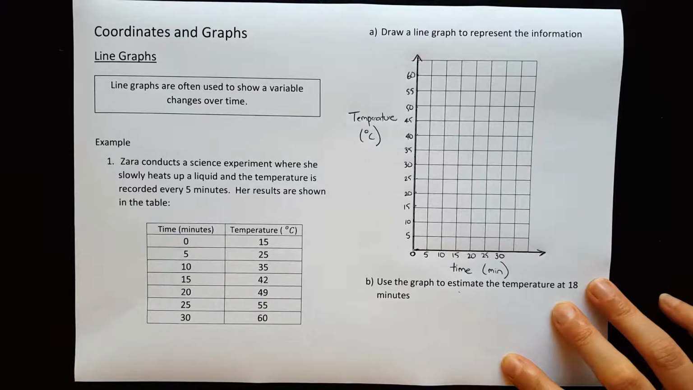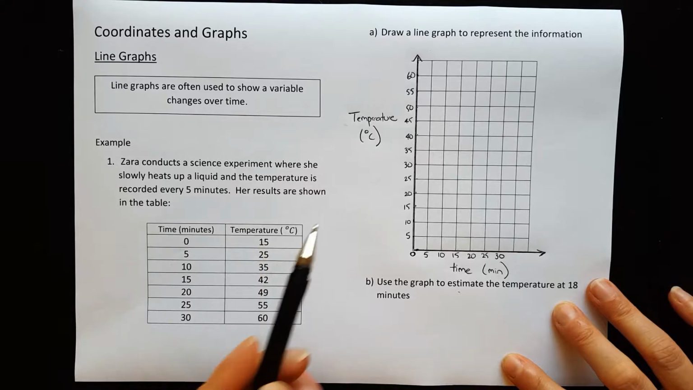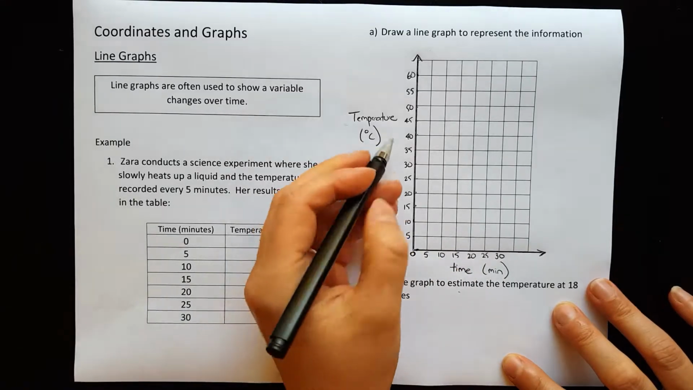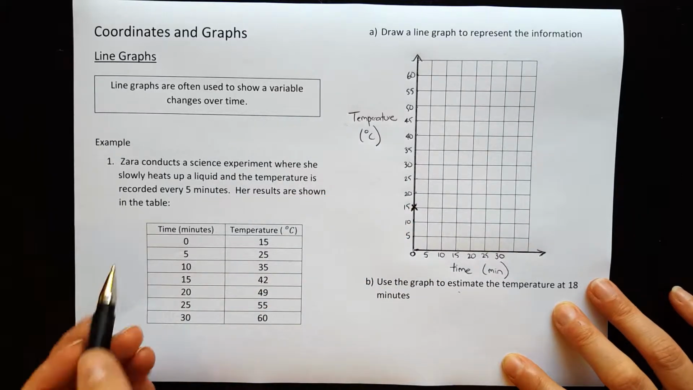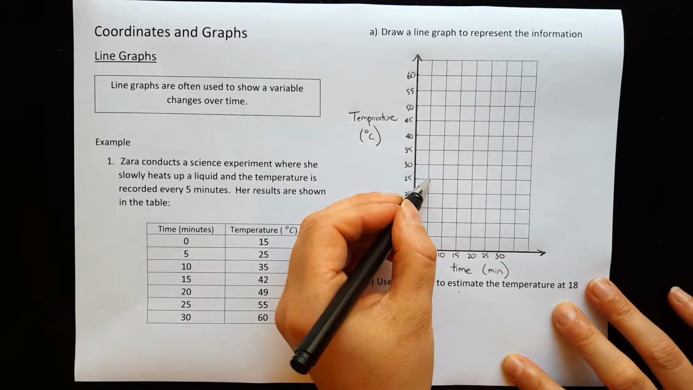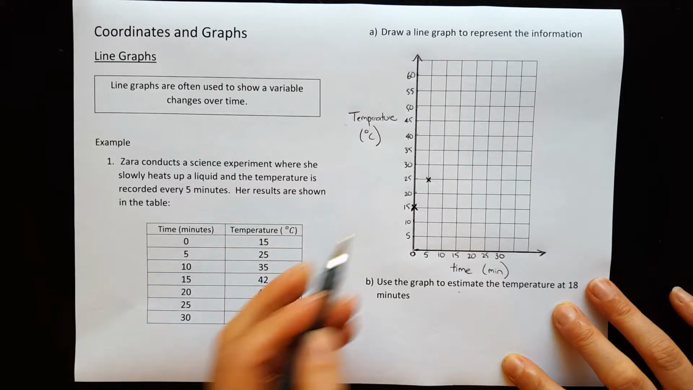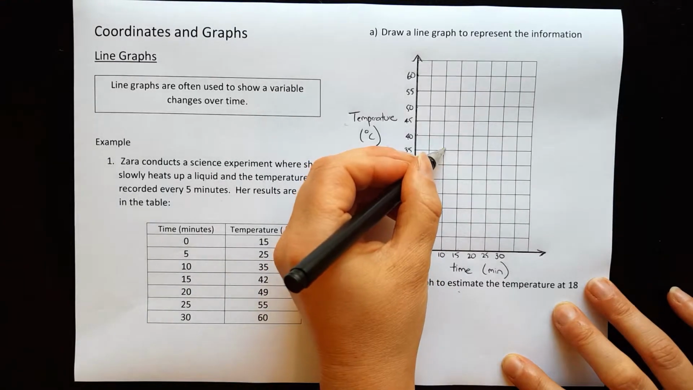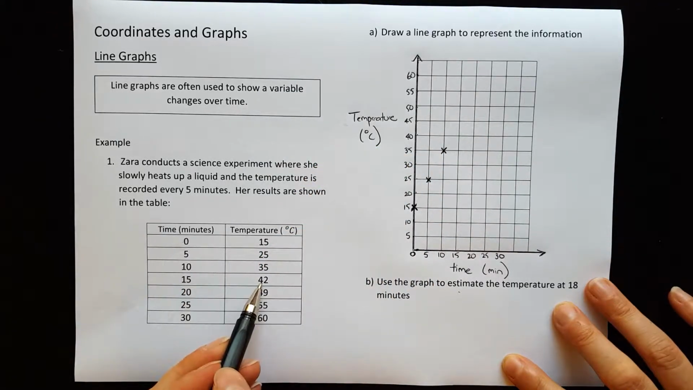Okay, so now that we have our axes all measured up with labels on there, we can start plotting our points. When the time is 0, the temperature is 15. So 0 up to 15 will be right here. Next point, when time is 5, the temperature is 25. So 5 up to 25. 10 is 35. 15 is 42.